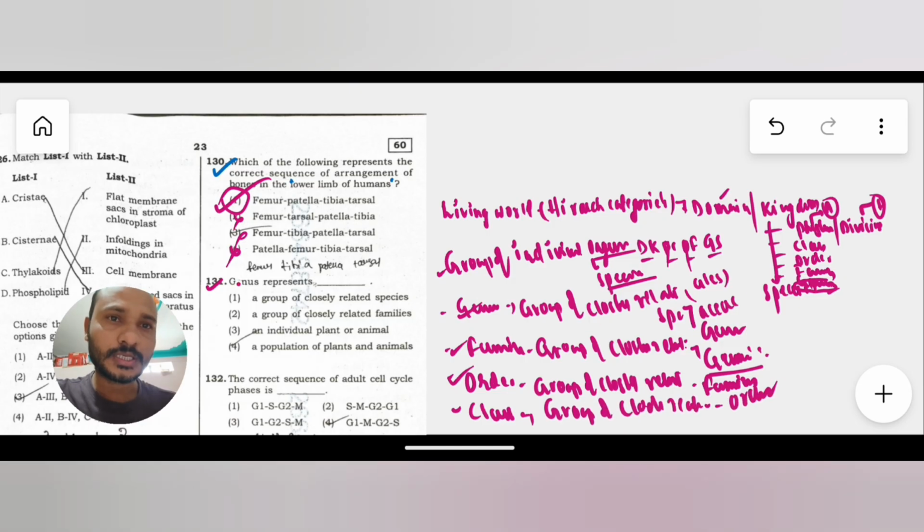So here they are asking about genus. What is genus? It represents a group of closely related species. So the right answer is the first one.